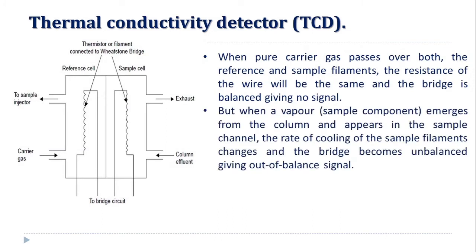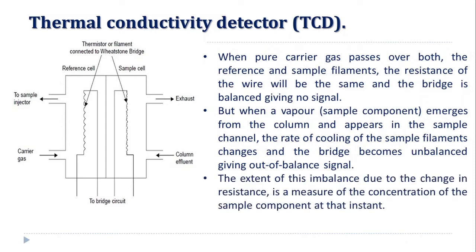But when the vapors, that is sample components, emerge from the column and appear in the sample channel, the rate of cooling of this sample filament changes and the bridge becomes unbalanced, giving out an out-of-balance signal. So here is the carrier gas, and here is carrier gas plus the vapors of sample. Then the circuit becomes unbalanced and that gives an out-of-balance signal. So that appears as a signal in the chromatogram.